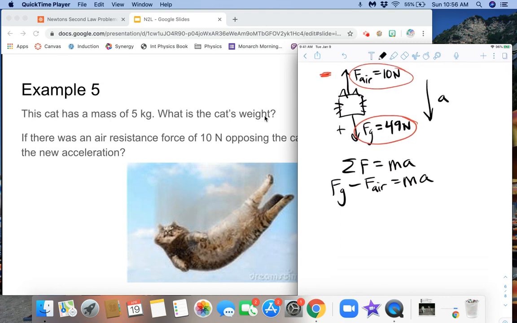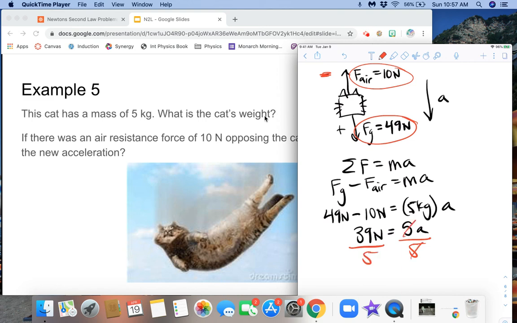And now we're going to plug in our numbers here. So we get force of gravity, which was 49 newtons, minus the force of air resistance, which was 10 newtons, equals the mass of the cat, which was 5 kilograms. So remember, mass and weight are different. We want mass in kilograms for that m there, and then times acceleration, which we're trying to find. So we get 49 minus 10, that ends up being 39 newtons, equals 5 kilograms times acceleration. I'm now going to divide both sides by 5 to get rid of that 5 on that side and get the acceleration by itself.